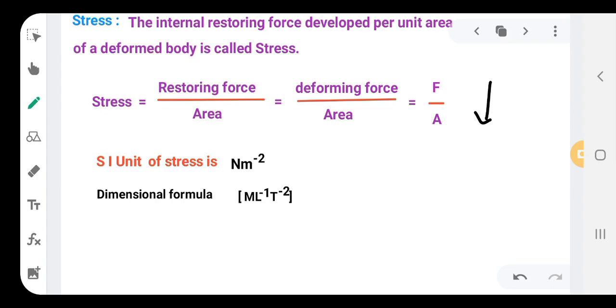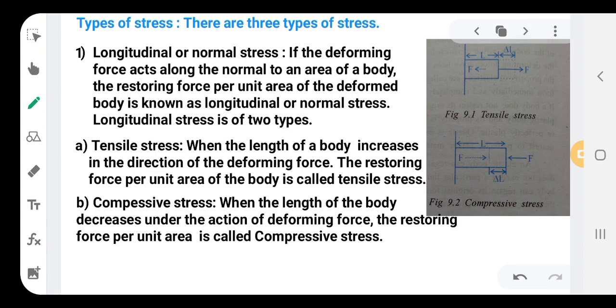So what is the SI unit of stress? Newton per meter square, and the dimensional formula is M L^-1 T^-2. Okay, so this is the stress. Now we will go to the types of stress. There are three types of stress. In the longitudinal stress we have two types: tensile stress and compressive stress.